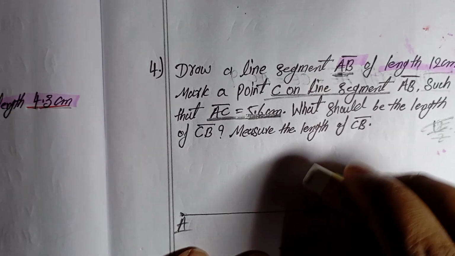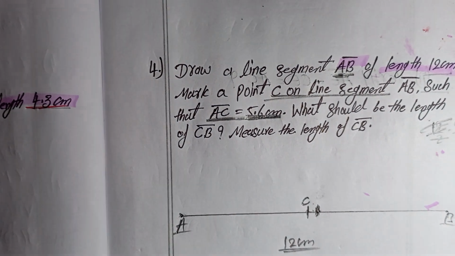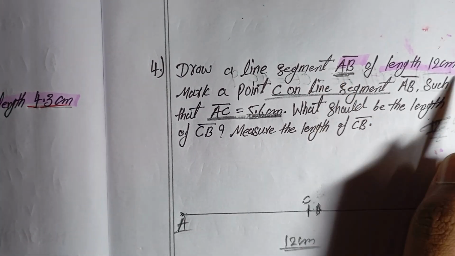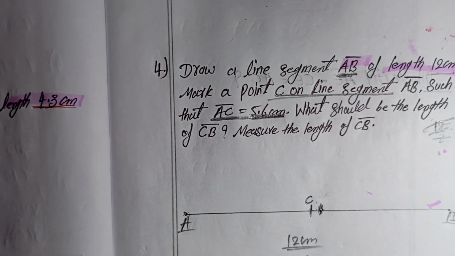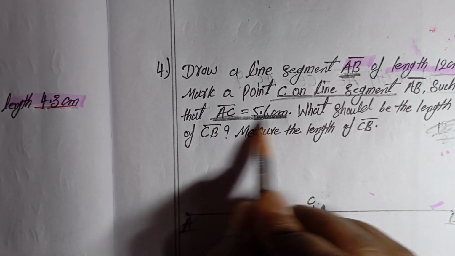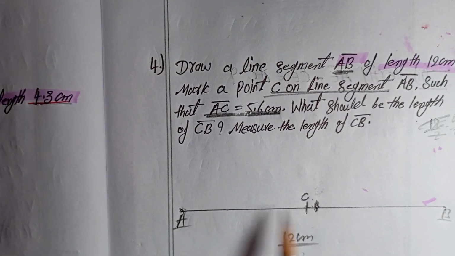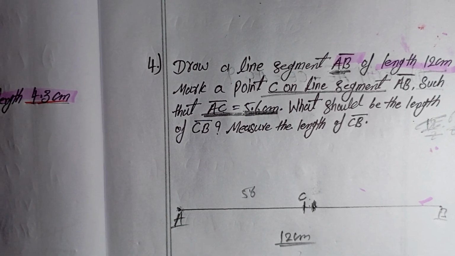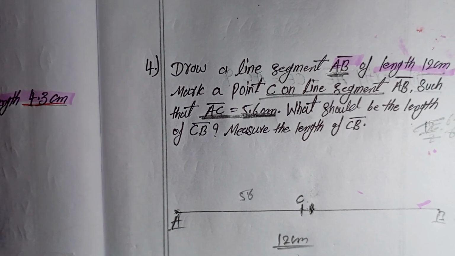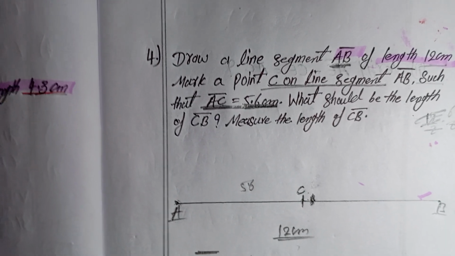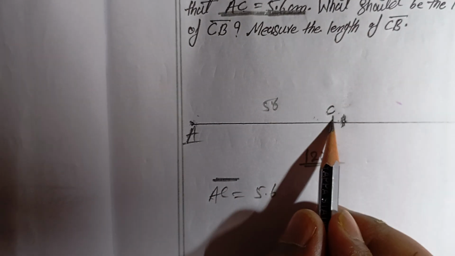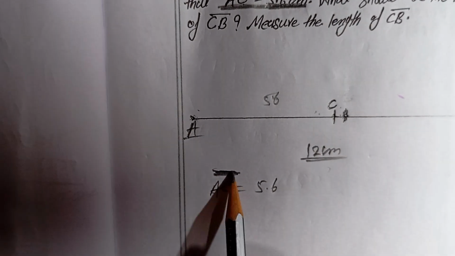Now let's erase this one. Okay, this is erased. We have to create AB as 12 centimeter. We created AB as 12 centimeter. Now we have to create AC as 5.6 centimeter. We measured and this is going to be 5.6 centimeter. AC is how much? 5.6. This means a line segment only.